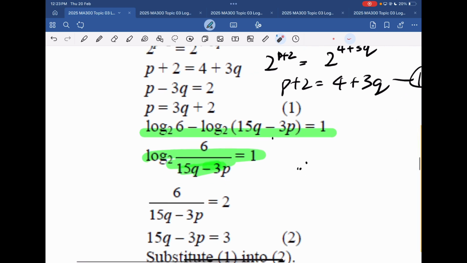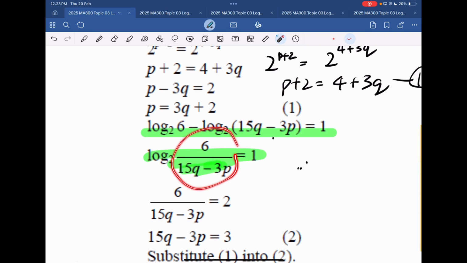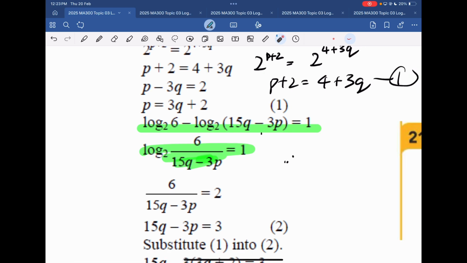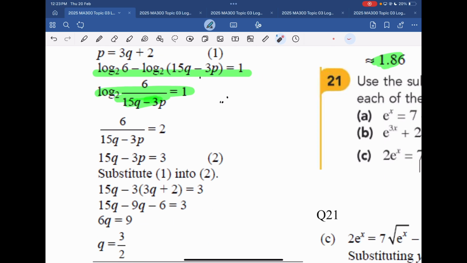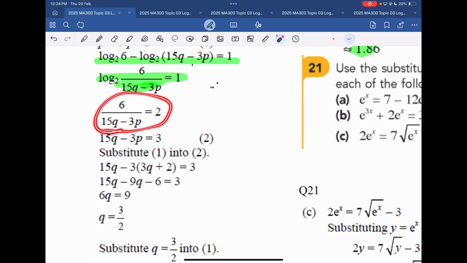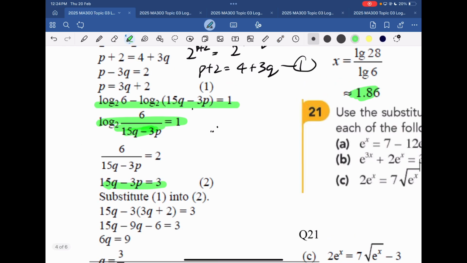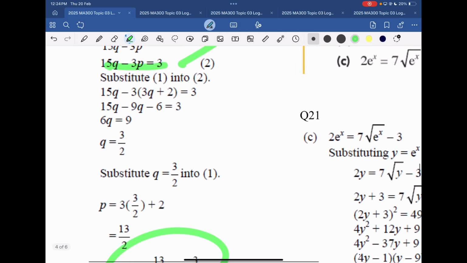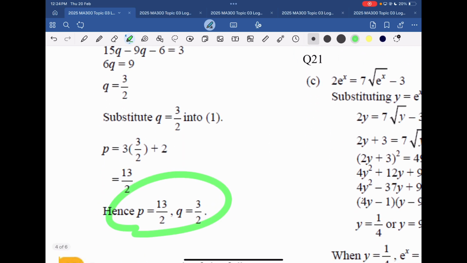Anyway, log 6, you can see I pack them together. Then 2 goes to 1. So guys, in indices and in log, they all have quotient law. They all have product law. Product law can be found in indices and in logs, because remember, log is a different way of looking at indices. From here, 6 over 15p minus 3q. Multiply both sides, 15 minus 3q equals 3. So you can see, I got 15q, equation 1, equation 2. Then I solve. You should get 13 over 2, 3 over 2.